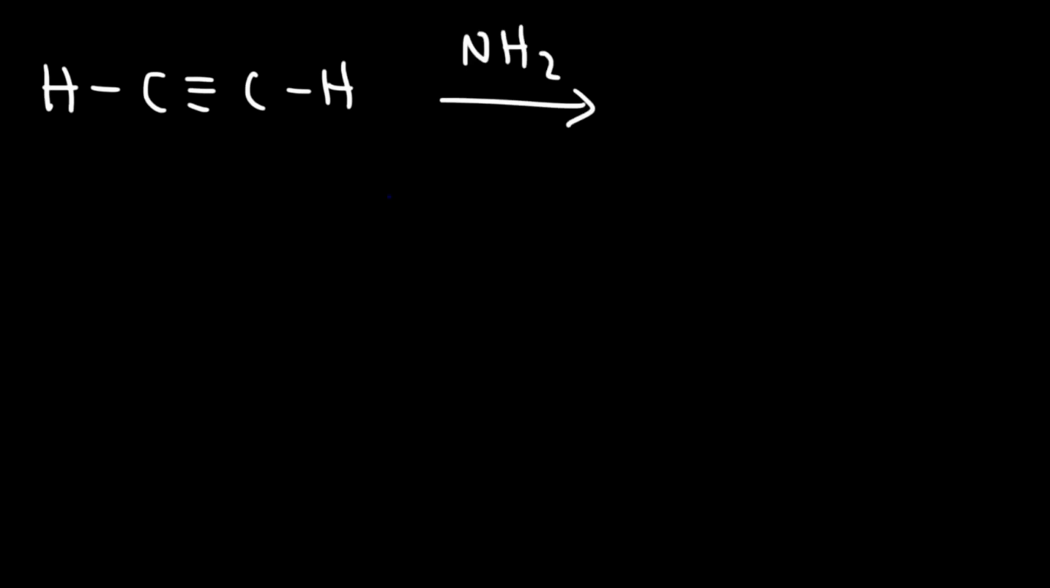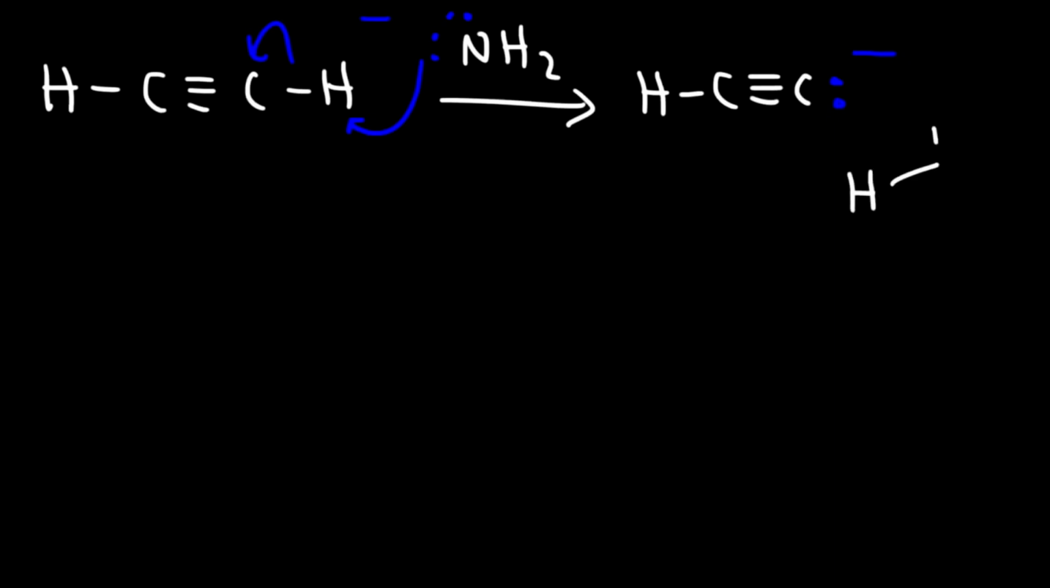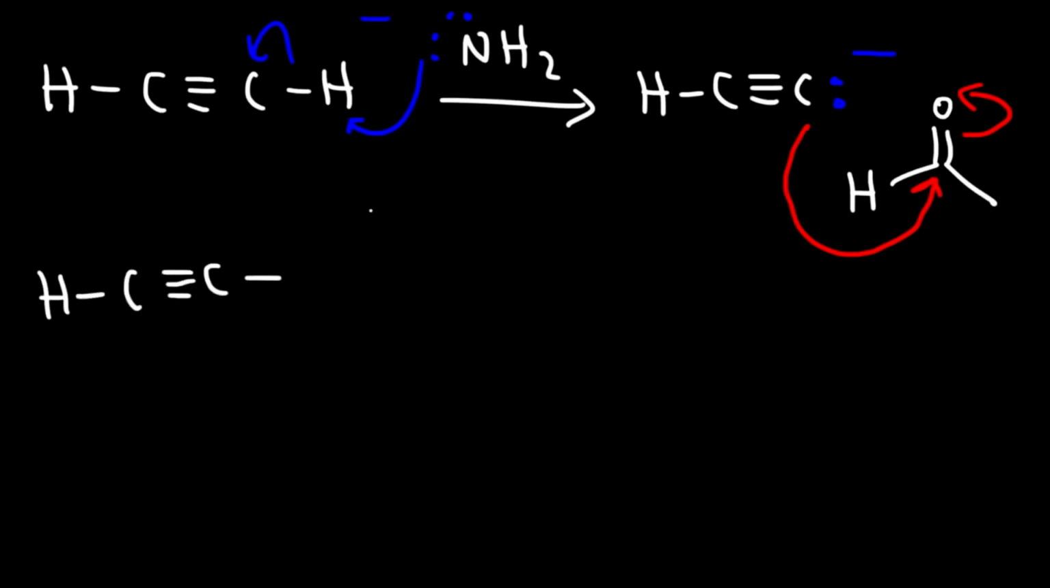So I can react this with sodium amide, where the amide ion will remove the hydrogen from acetylene, giving me the acetylide ion. And then at this point, I can react this with an aldehyde or even a ketone. But if I want a primary alcohol, I'm going to react it with an aldehyde. The carbon with the negative charge is going to attack the carbonyl carbon because it has a partial positive charge. And so I'm going to get this intermediate. So now this carbon has an oxygen with a negative charge, and it has a CH3.